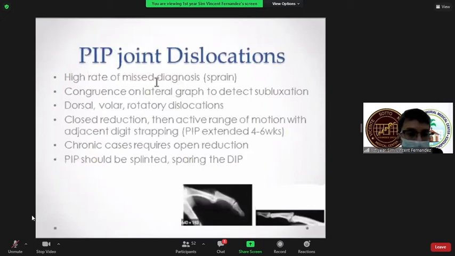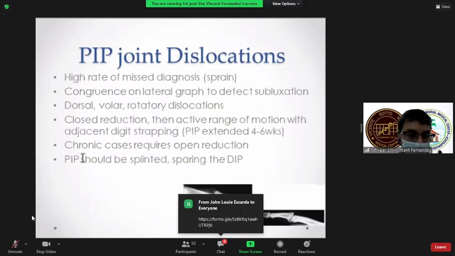For PIP joint dislocation, there is usually a high rate of misdiagnosis, and congruence is assessed on lateral radiographs to detect subluxation. It is classified into dorsal, volar, and rotatory dislocations. Reduction is done, and then active range of motion with adjacent digit strapping is applied. The proximal interphalangeal joint is kept extended for 4 to 6 weeks, while chronic cases require an open reduction.